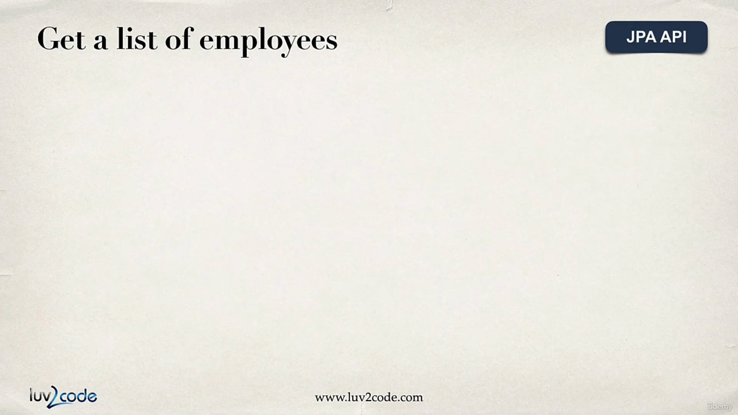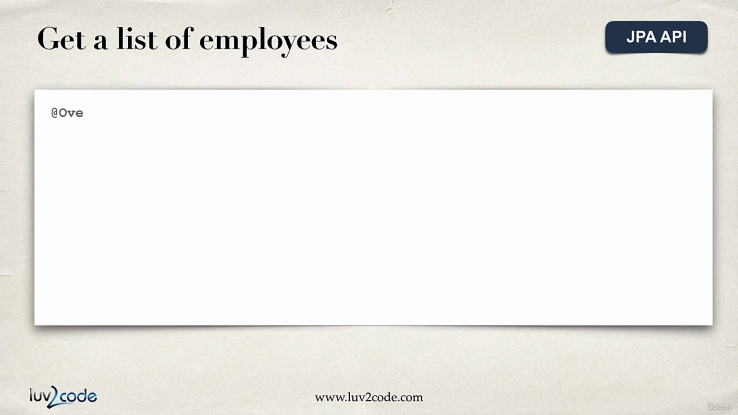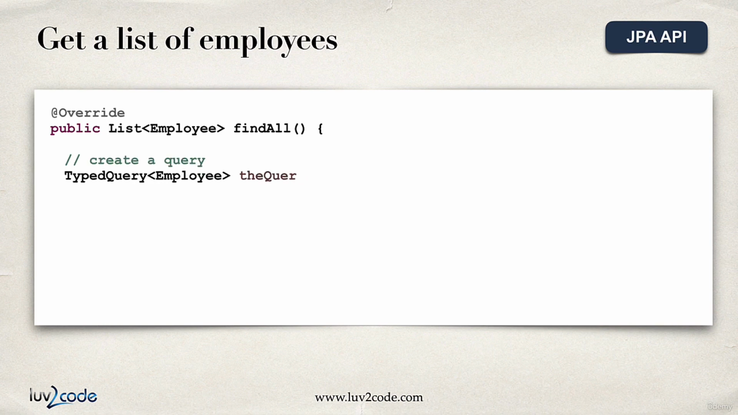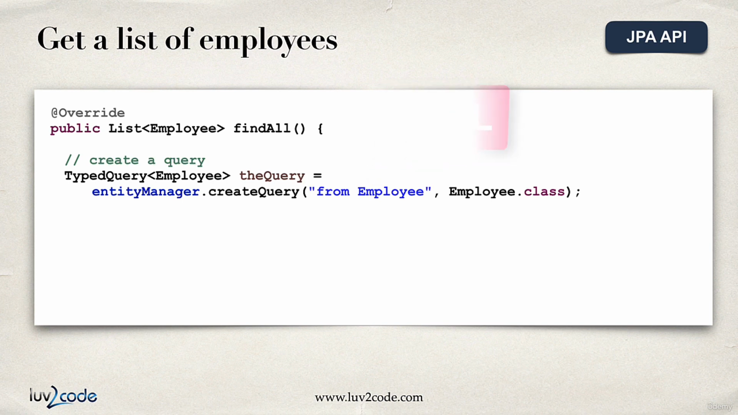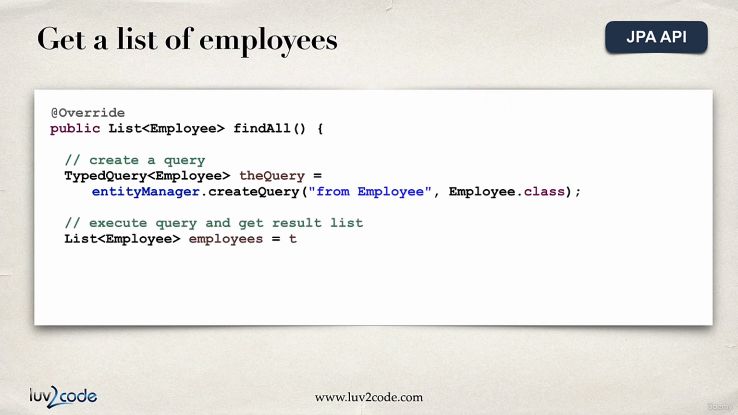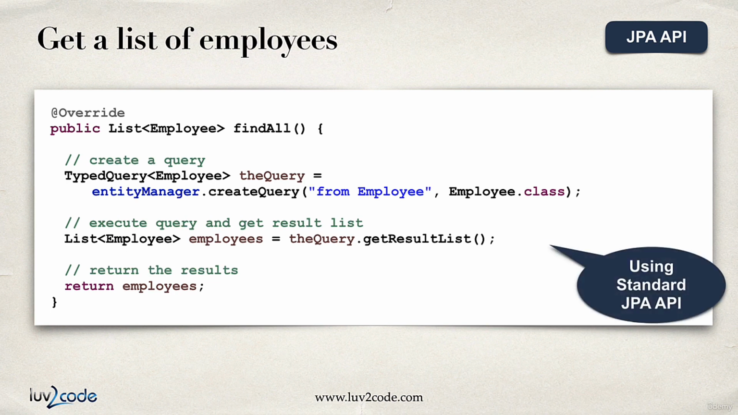Okay, so let's go ahead and look at some of the methods here. To get a list of employees using the standard JPA API, I go ahead and create a query. I'll say entityManager.createQuery, make use of my JPQL, "from Employee", and I give it Employee.class. I go ahead and execute the query and get the result list. Then finally, I return the results, or return the employees. And that's basically it. Here we're using the standard JPA API throughout. This is all standard code here.